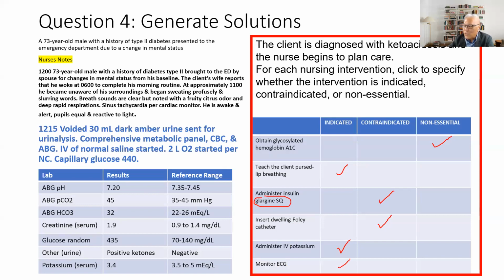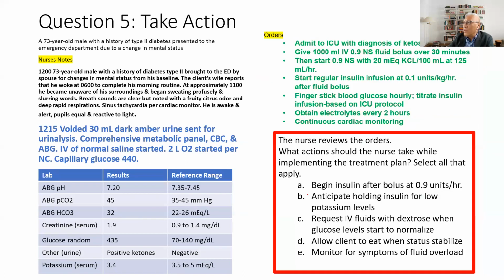And how about monitoring the ECG? Anytime a patient is going to be very sick, we always have to make sure that we monitor the ECG for cardiovascular changes because acidosis usually could cause hypokalemia, and hypokalemia can cause arrhythmias, and therefore this would be indicated. Okay, let's go to the next one.